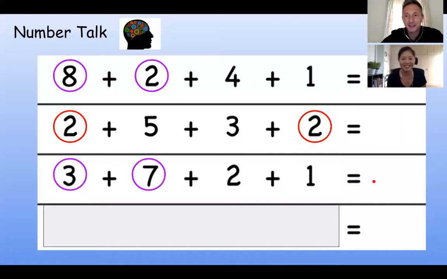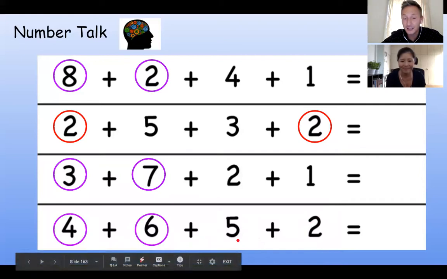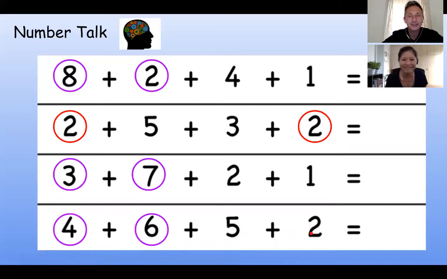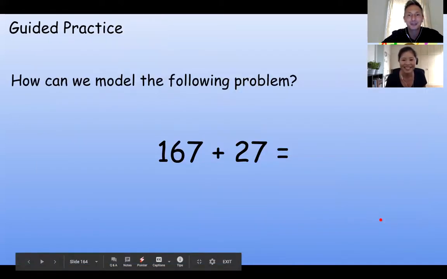Nice job. Okay, let's try one more here. So here are your numbers. 4, 6, 5, and 2. Oh, I know 4 and 6. That's going to be my friends of 10. Plus 5 is 15. Plus 2 more, 17. Did you get it before I did? Oh, good job. You did because you're so fast. All right, here we go. We're going to continue.